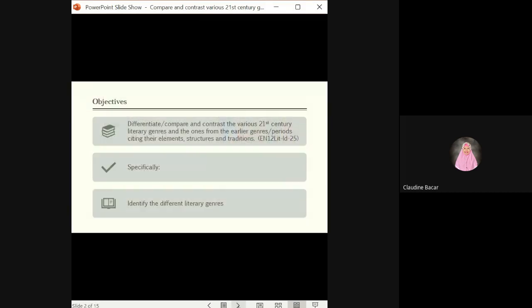Now, at the end of our lesson, we will differentiate or compare and contrast the various 21st century literary genres and the ones from the earlier genres or periods, citing their elements, structures, and traditions. Specifically, in this presentation, you are going to identify the different literary genres. Let's proceed.